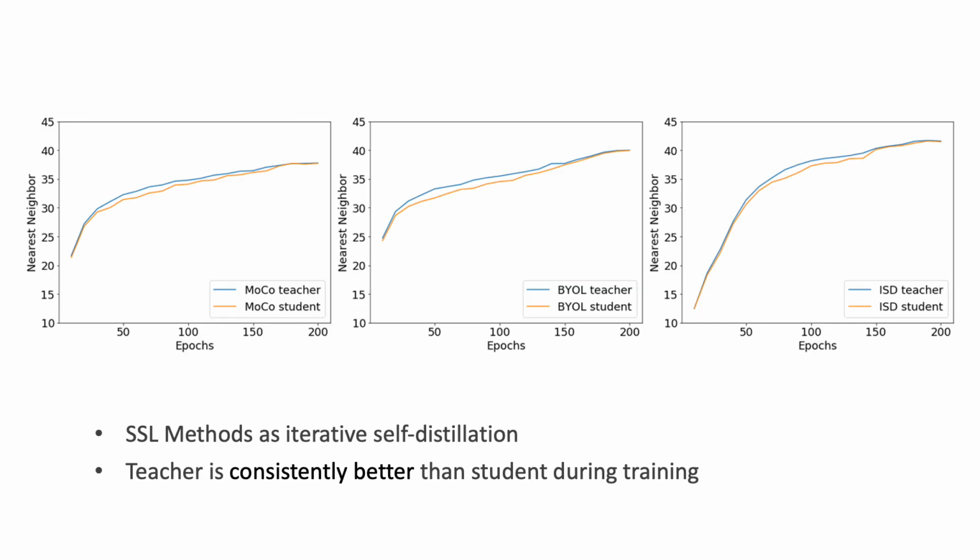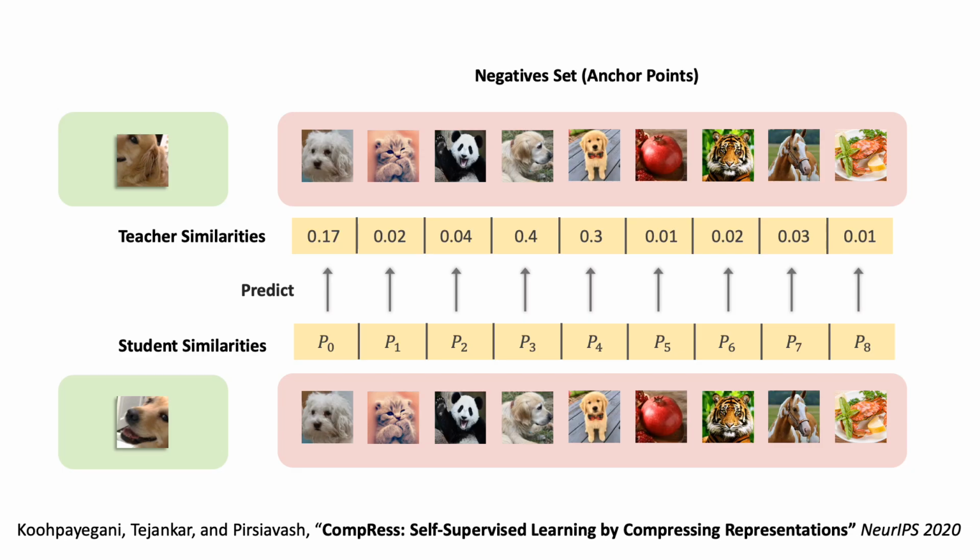We study the accuracy of the teacher and student in recent SSL methods. Interestingly, we observed that the teacher is consistently better than the student during training. We believe the teacher has better accuracy since the teacher is a temporal ensemble of previous student models. Since the teacher has better accuracy during training, our idea is to use the teacher as a source of knowledge to assign soft labels to negatives.